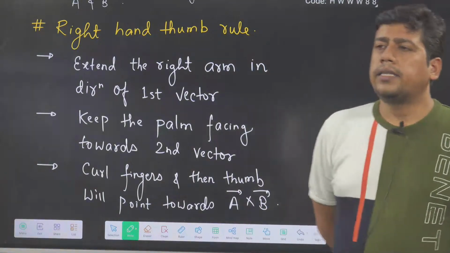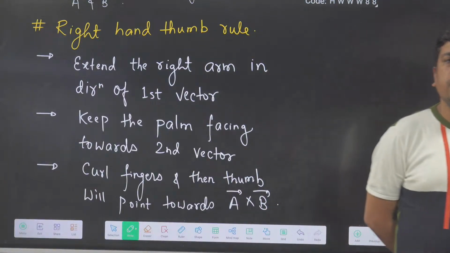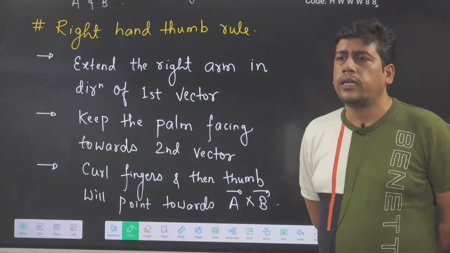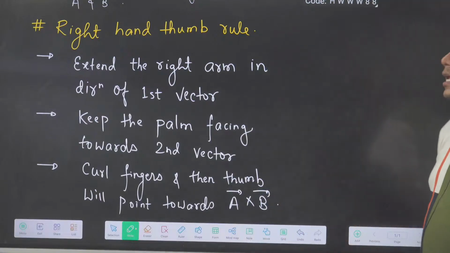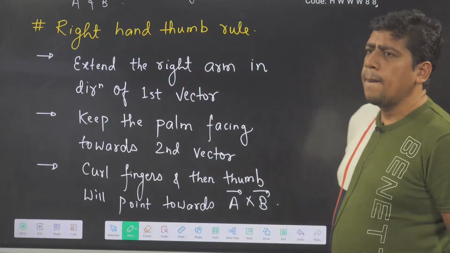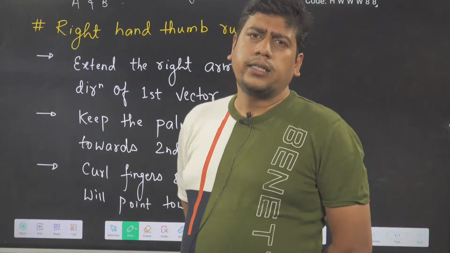Okay. Extend the right arm in the direction of first vector. Keep the palm facing towards second vector. Curl fingers, and then thumb will point towards A cross B. This is the simple right hand thumb rule. 2-3 steps are there. Little steps are there.